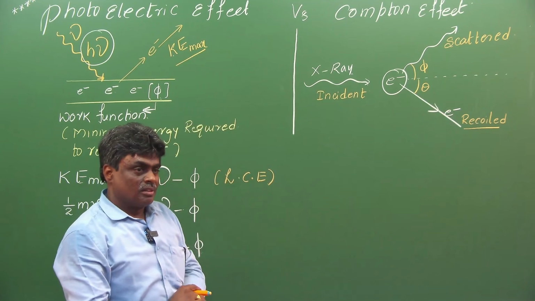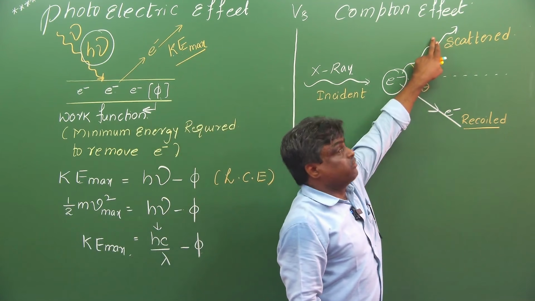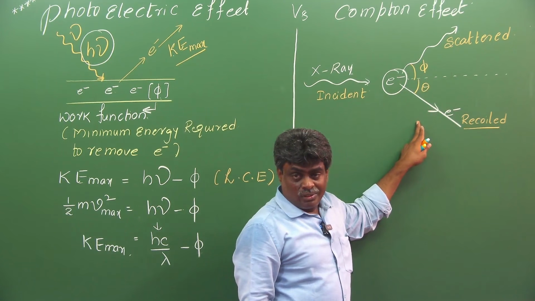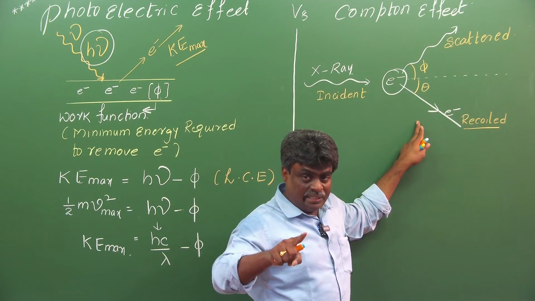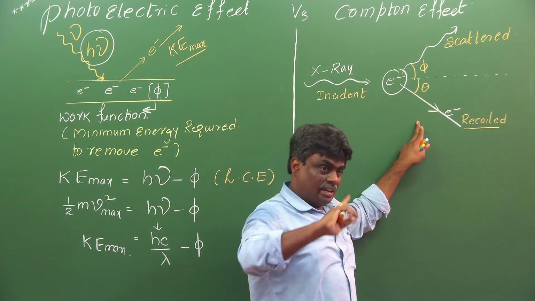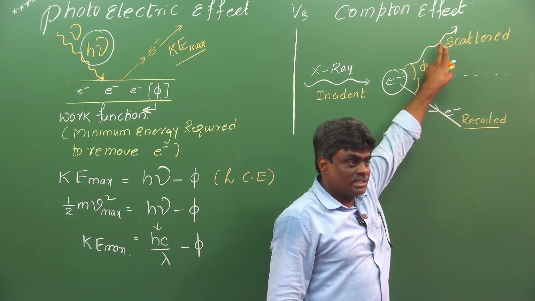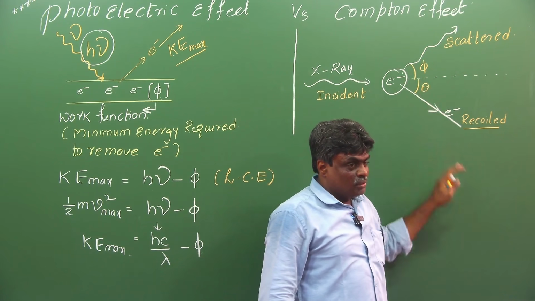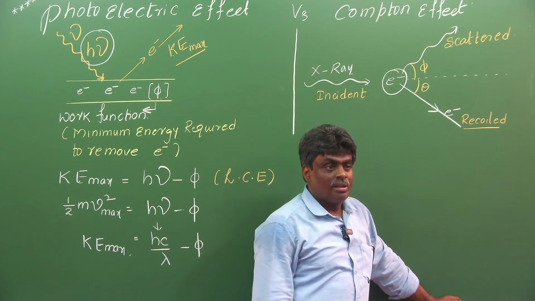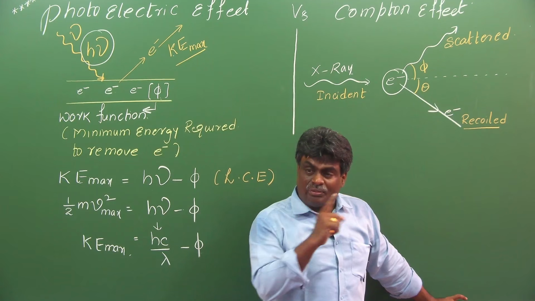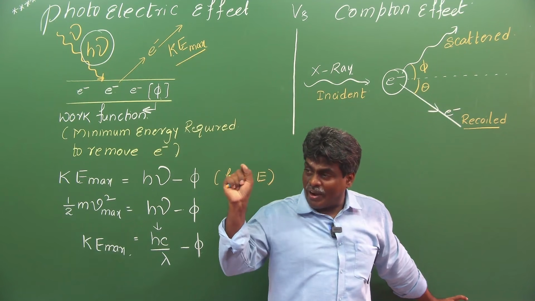So I am using the word scattered photon. Shall I use the word scattered electron? You are using two words, scattered photon and recoiled electron. Shall I reverse these words? Shall I say recoiled photon? Shall I say scattered electron? Why? Why are you saying a scattered photon? Why are you saying a recoiled electron?